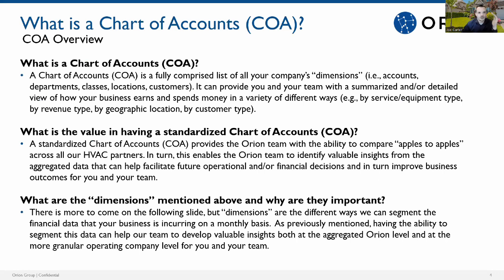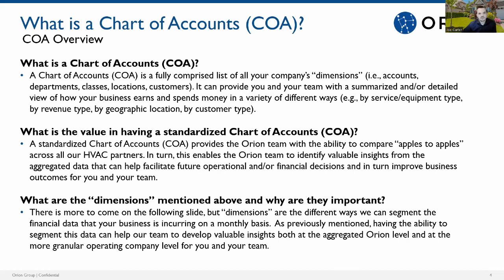A chart of accounts, or a COA, is a fully comprised list of all your company's dimensions, i.e. the accounts, departments, classes, locations, and customers. It will provide you and your team with a summarized and/or detailed view of how your business earns and spends money in a variety of different ways. The value of having a standardized chart of accounts for us as an organization is that it provides our team with the ability to compare apples to apples across all of our different partners and verticals. This gives valuable insight from the aggregated data that can help us facilitate future operational and/or financial decisions, in turn improving the business outcomes for our team.